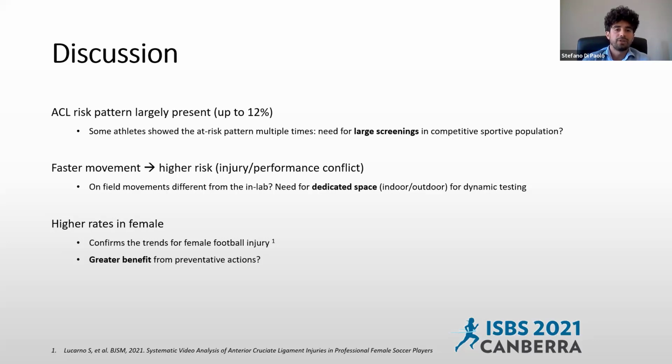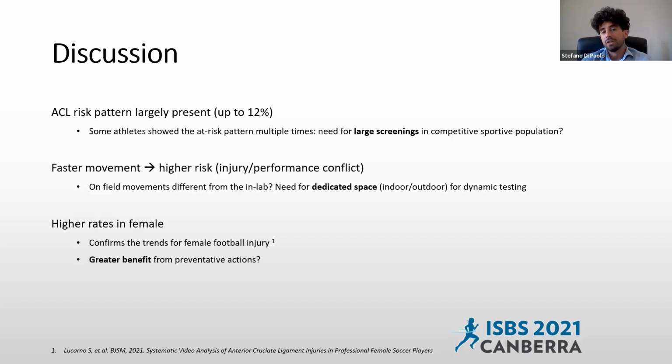We also found that faster movements mean higher risk, and this is perfectly in line with literature regarding the injury performance conflict. But this also makes us ask ourselves if on-field movement might be different from the in-lab ones, as in-lab movements typically do not reflect all the conditions that you find on the pitch, and specifically the speed that players have to have.